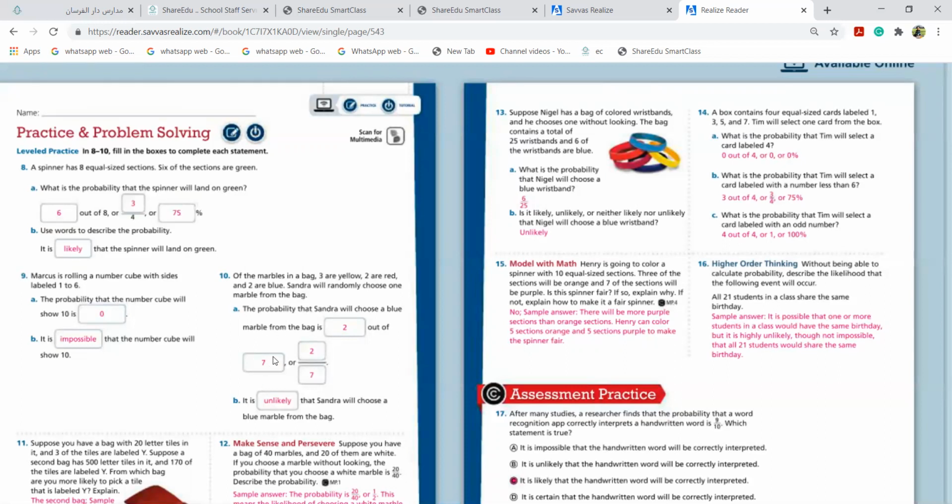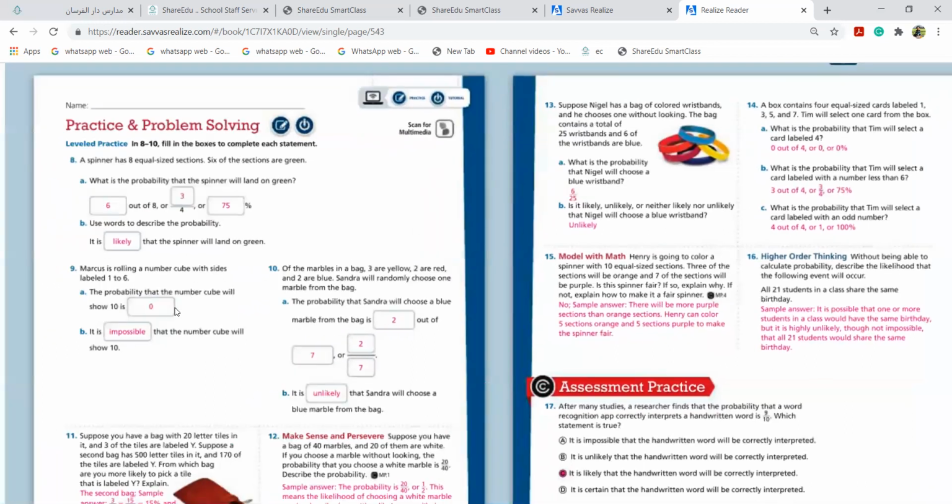Choose 7 marbles. The probability of Sarah choosing a blue marble is 2 out of 7 or 2 over 7. It is unlikely that Sarah will choose a blue marble because 2 is a very small number. It's not a maximum number.